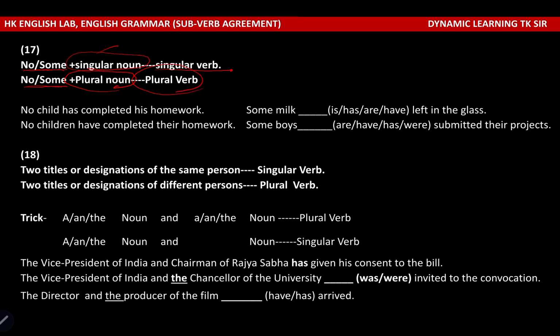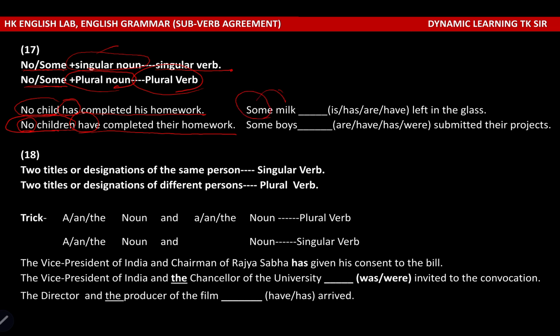For example, look at here. After no, I have used child, singular. Then the total term becomes singular, and takes the singular verb: has completed his homework. But look at here in the second sentence. After no, what have I used? Plural. Then the total term becomes plural, and takes the plural verb: have completed their homework.